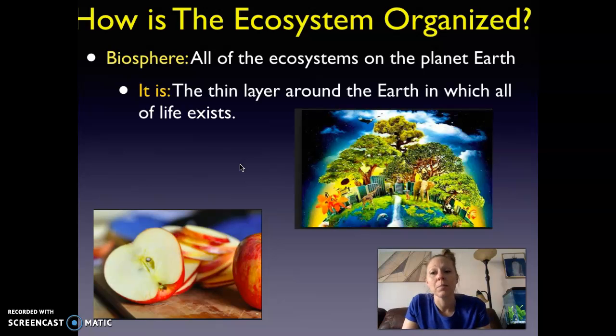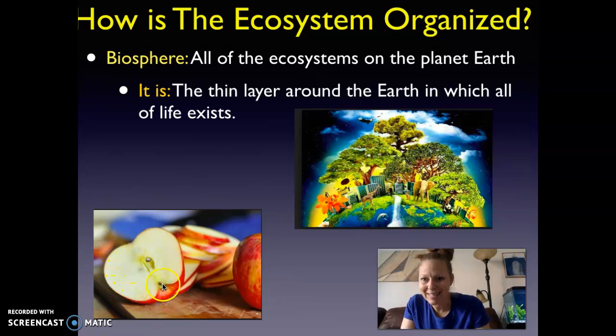All right, let's keep moving up in the world to the highest level in our hierarchy, which is the biosphere. This is all of the ecosystems on the planet. All of the ecosystems on the planet are all of the biomes on the planet. And this is all of life. I think this is cool.